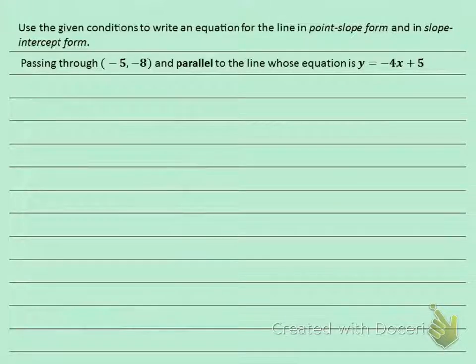All right, so we want to find the equation of a line. And they're giving us two things. They are giving us a point that goes through our line, and then they're also telling us about this other line over here. And this other line is parallel to our line. Okay, so you have to know that parallel slopes are the same.